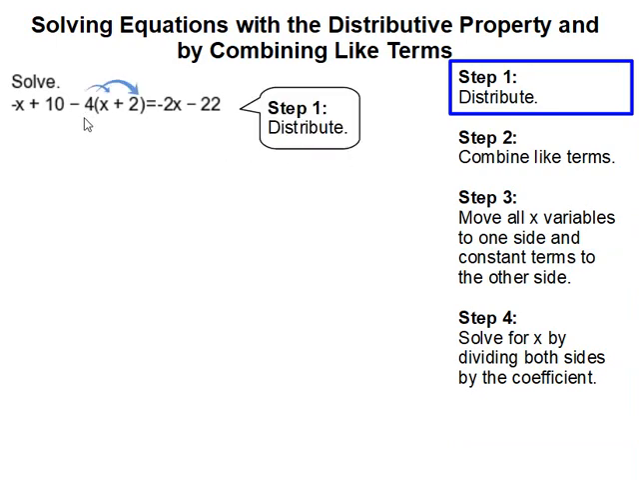So the first thing we're going to do is distribute 4 into x plus 2. Note that this is minus 4, so we can treat it as a negative 4. So this would be negative 4x, then negative 4 times 2 will be negative 8, and we can write it as minus 8.